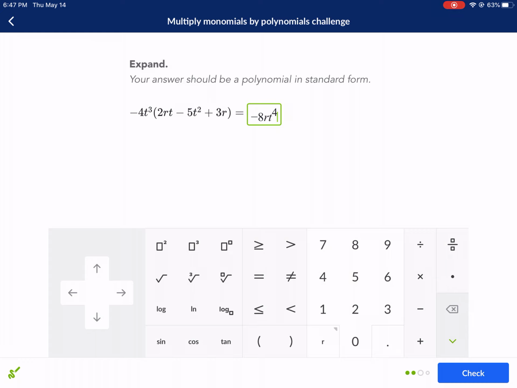Now we have a negative times a negative. That's going to give us a positive for the middle term. Positive 20, because negative 4 times negative 5 is 20. T cubed times t squared is going to give us t to the 5th power. You add the exponents with like bases. Now we have a negative times a positive. That's going to give us a negative. And then negative 4 times 3 is negative 12. And then we're going to put r, because that's next alphabetically, and there's no other r to multiply. And then just the t, and then that is cubed. And that should give us the correct answer.